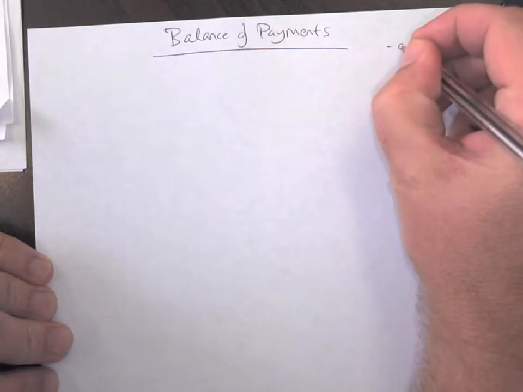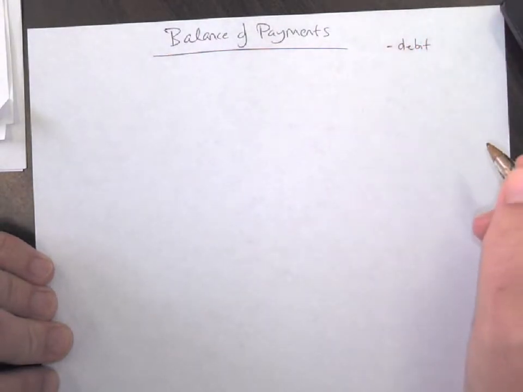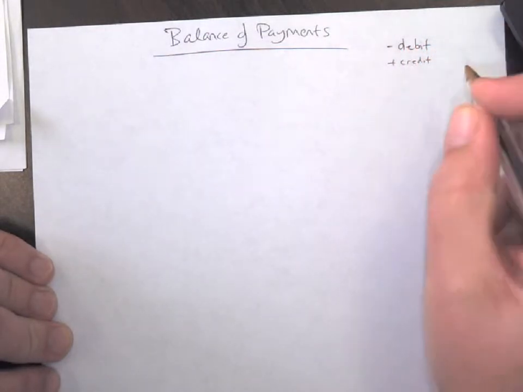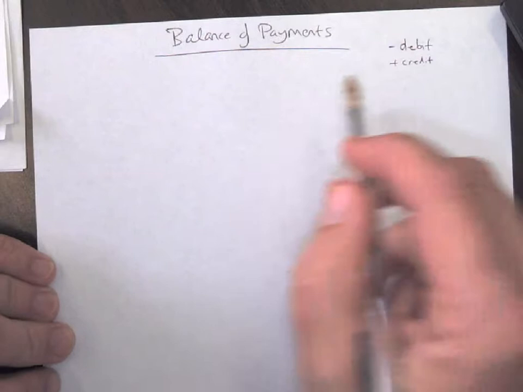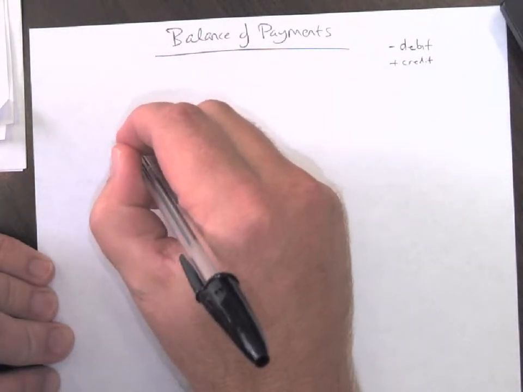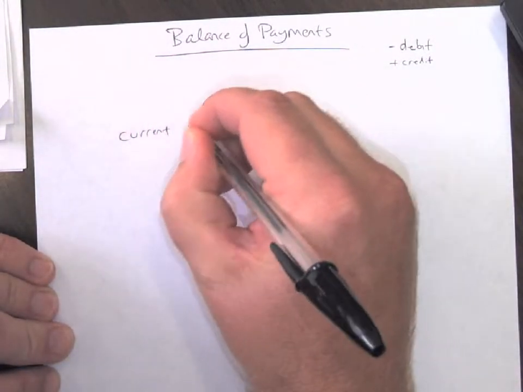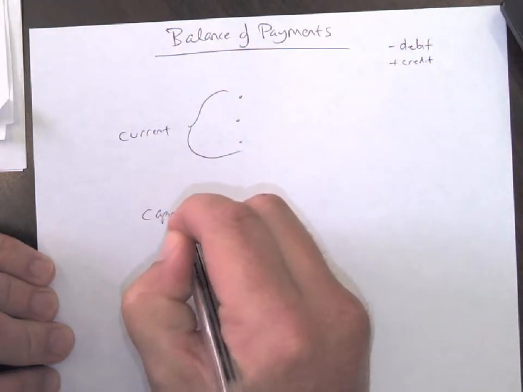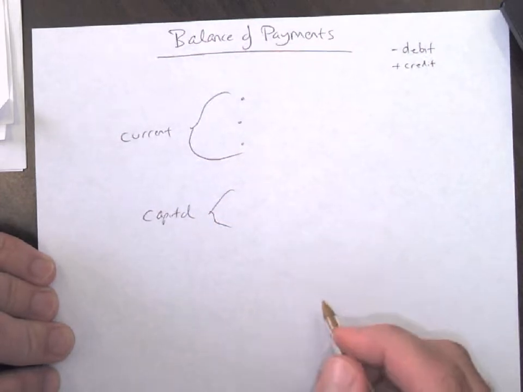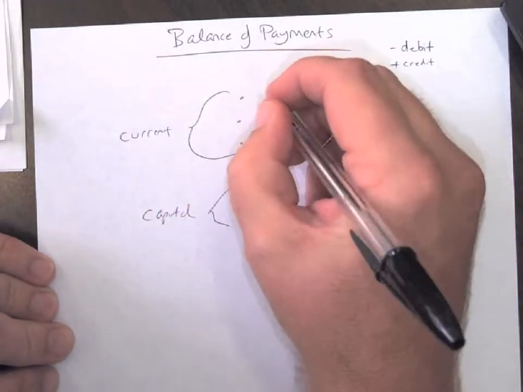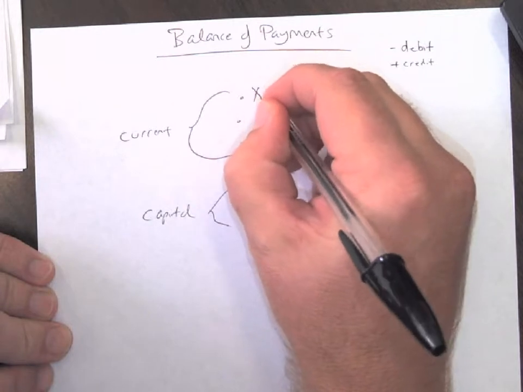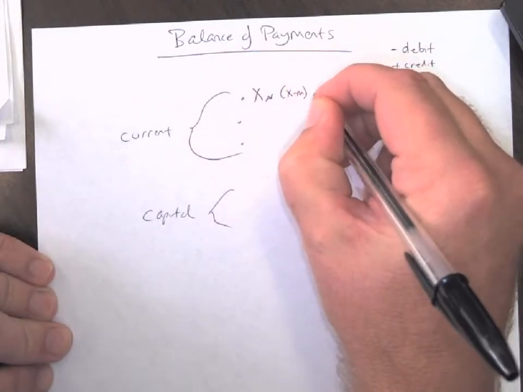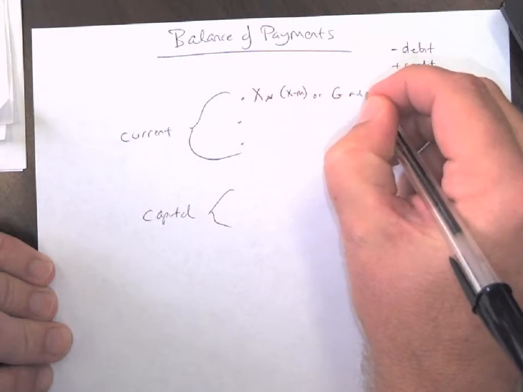Anytime the money leaves, we have what's called a debit, just like when you swipe your debit card, the money leaves. And we have what's called a credit. If you return an item to the store, the money goes back in your account. So the balance of payments system is made up of the current account, which has 3 items, and the capital account. These 3 items in the current account, the first is net exports, which we know is exports minus imports, or goods and services.